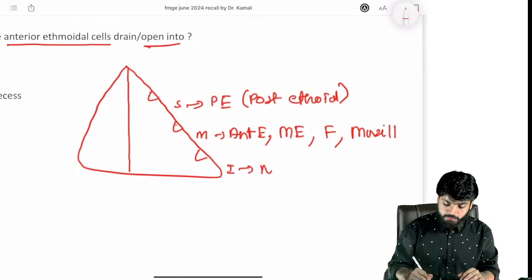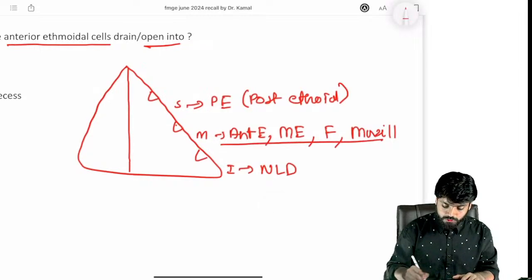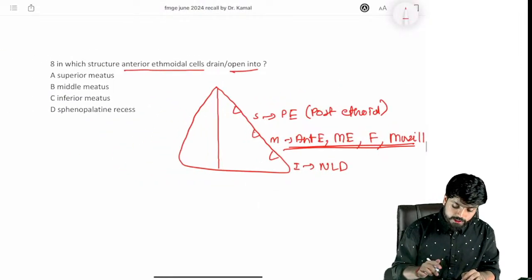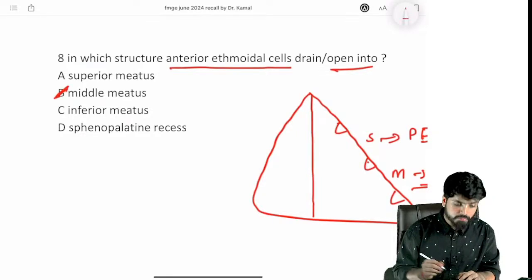For inferior, remember nasolacrimal duct. So through this, the answer is anterior ethmoidal cells drain into middle meatus.